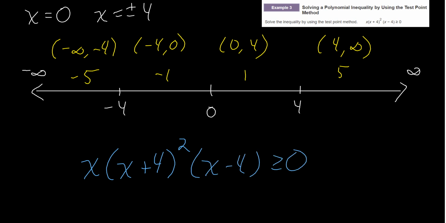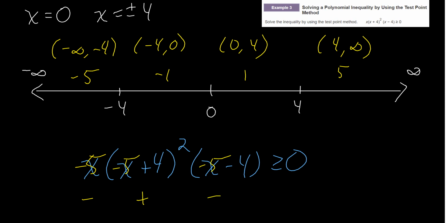We know that a negative times a negative is a positive, and a positive times a negative is a negative. So we can use that thought process here. What do I mean by that? Well, we're going to plug in negative 5 for x. Negative 5 is a negative. Negative 5 plus 4 is negative 1. Negative 1 squared is positive. And then negative 5 minus 4 is negative 9, which is a negative.